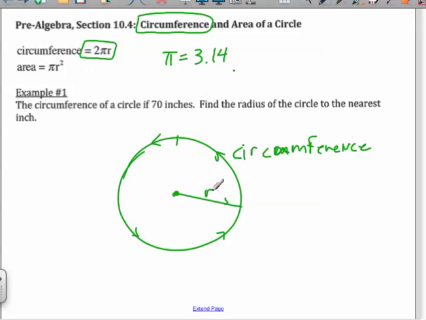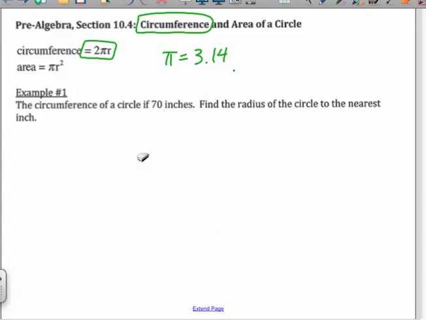All right, now let's look at example 1 here. We're going to use our formula. It says the circumference of a circle is 70 inches. So they gave us the circumference. Find the radius of the circle to the nearest inch. We know that this is our formula. Circumference equals 2 pi r.